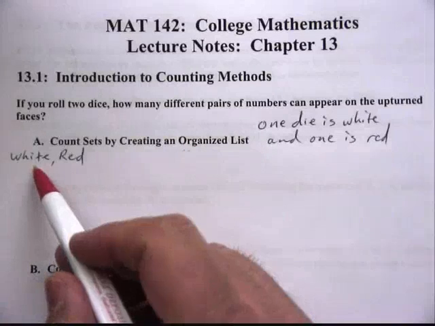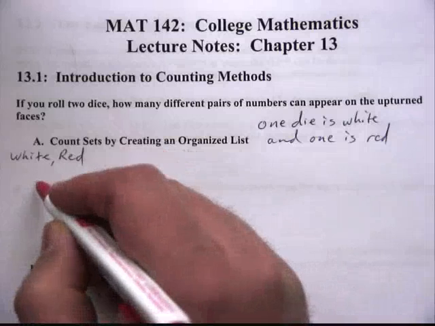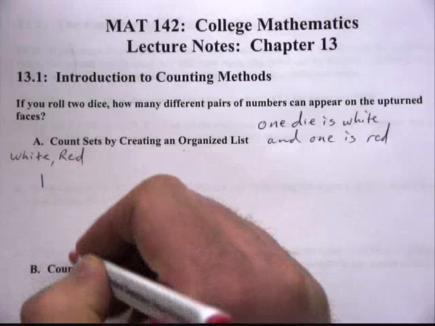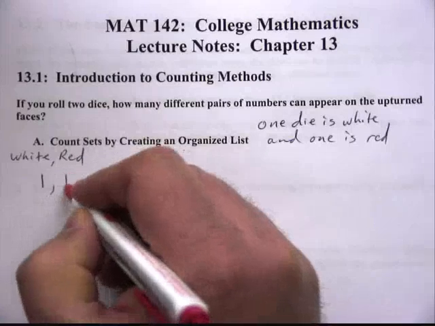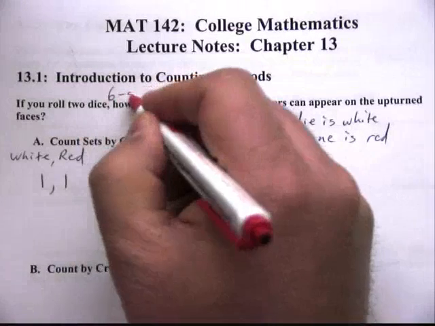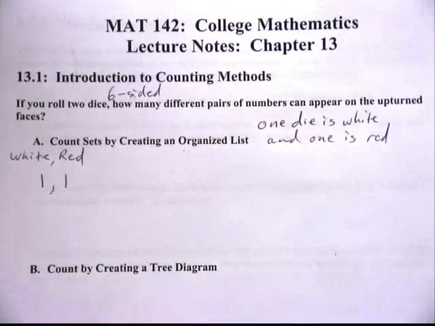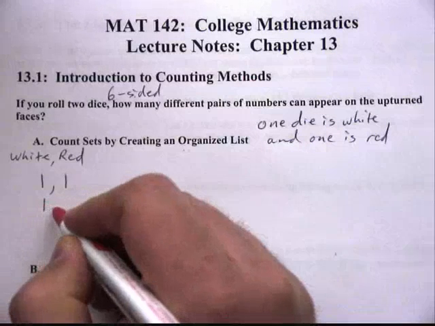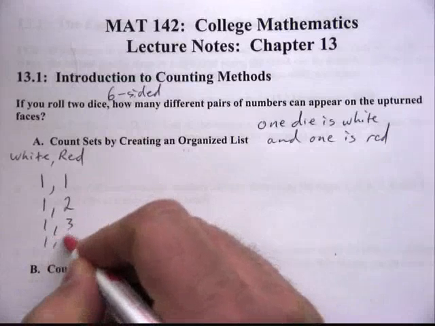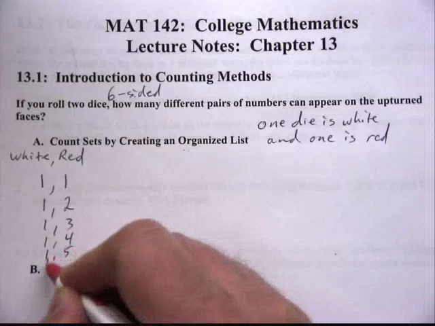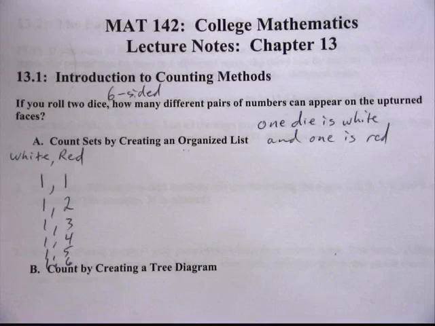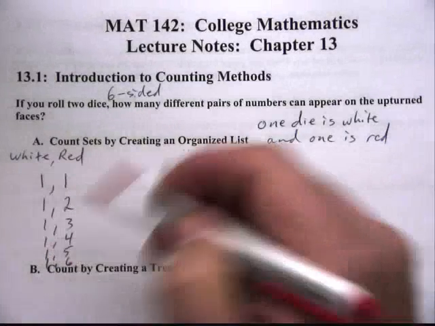Alrighty? So I'm going to start with the white, and I'm going to say the first number the white could get is a 1. And then I'm going to go through all the different possibilities for red. So white could be 1 and red could be 1. Alright, so these are 6-sided dice. And the white one could be 1 again, and the red one could be 2. Or I could have a 1 and a 3, or a 1 and a 4, or a 1 and a 5, or a 1 and a 6. Those are my different options if I leave the white to be a 1.